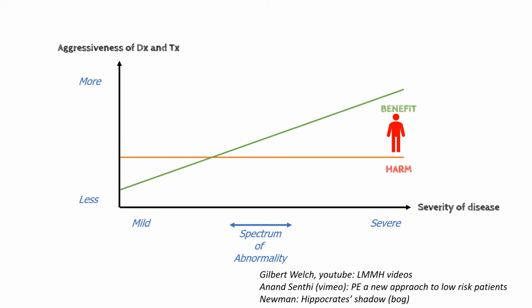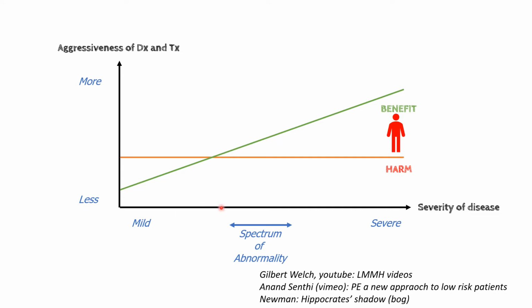Okay, so another way to look at this is by looking at this diagram, which I think is excellent, from Gilbert Welch's book Overdiagnosed. He's also explaining this graph in his YouTube video series on Less Medicine, More Health, LMMH.